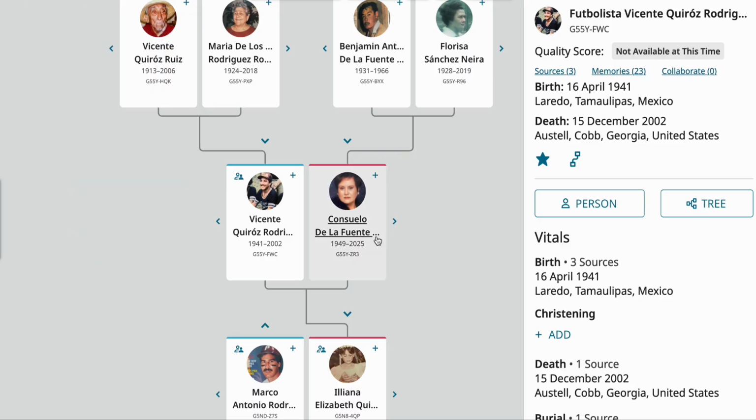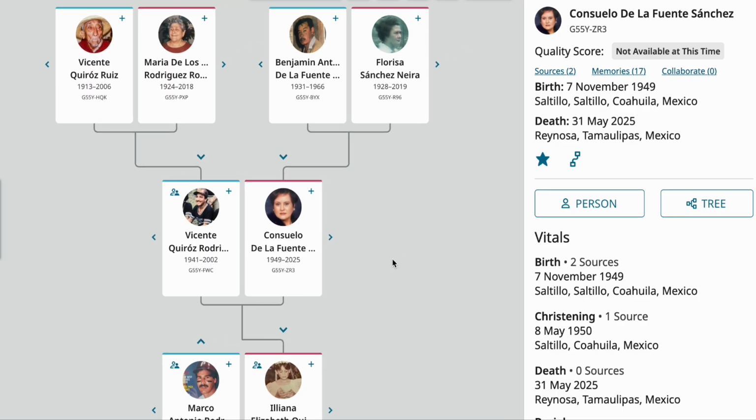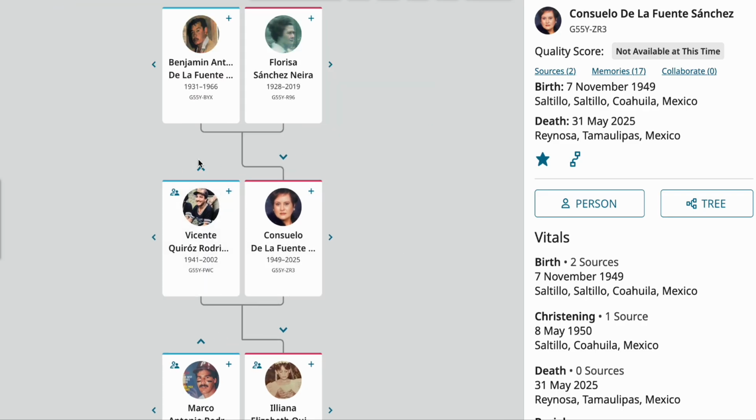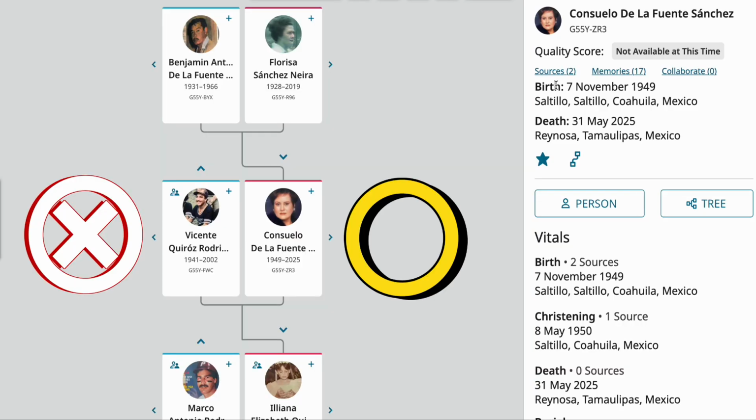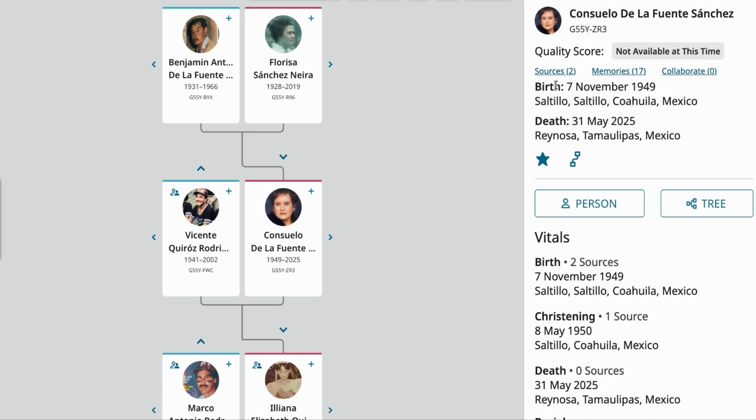Now, my mother's biological mother was Consuelo de la Fuente Sanchez. Unfortunately, as you can see, she recently passed away just about half a year ago. But as the image provided shows, she also had the Widow's Peak. So as you can see, the Widow's Peak already runs 3 generations in my family. She was born on November 7th of 1949, so she would have turned 76 years old just a few days ago. Well, as of recording this, like yesterday. She passed away on May 31st of 2025 in Reynosa, Tamaulipas, Mexico.